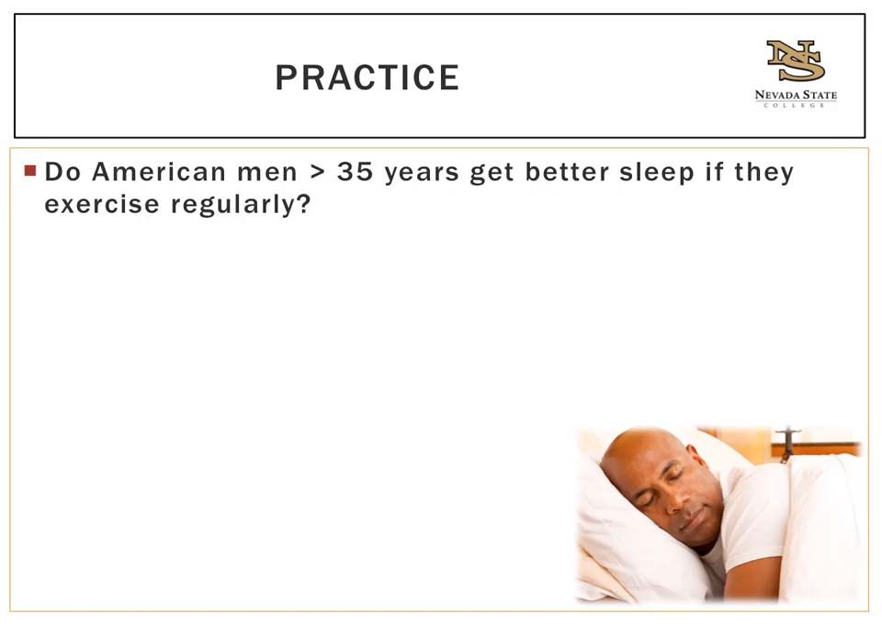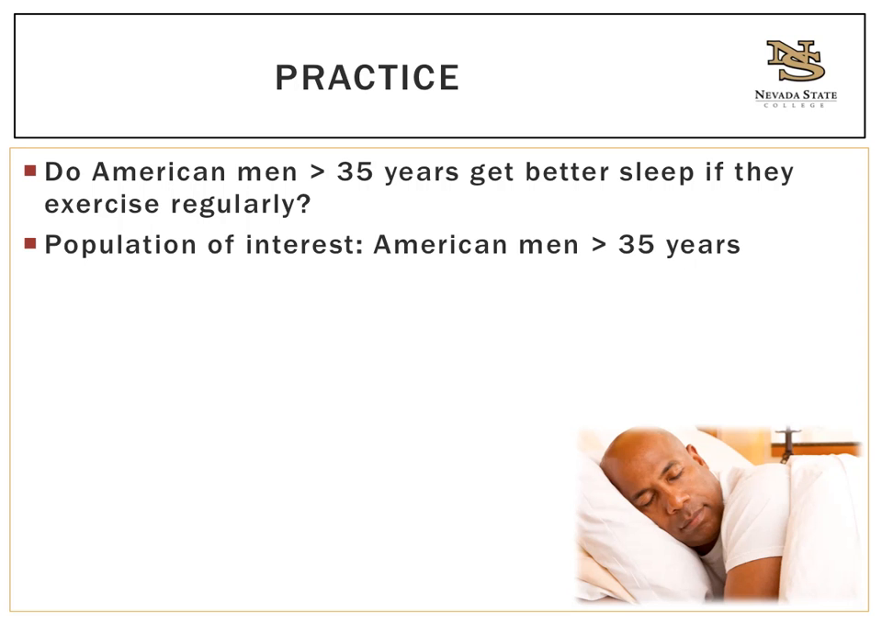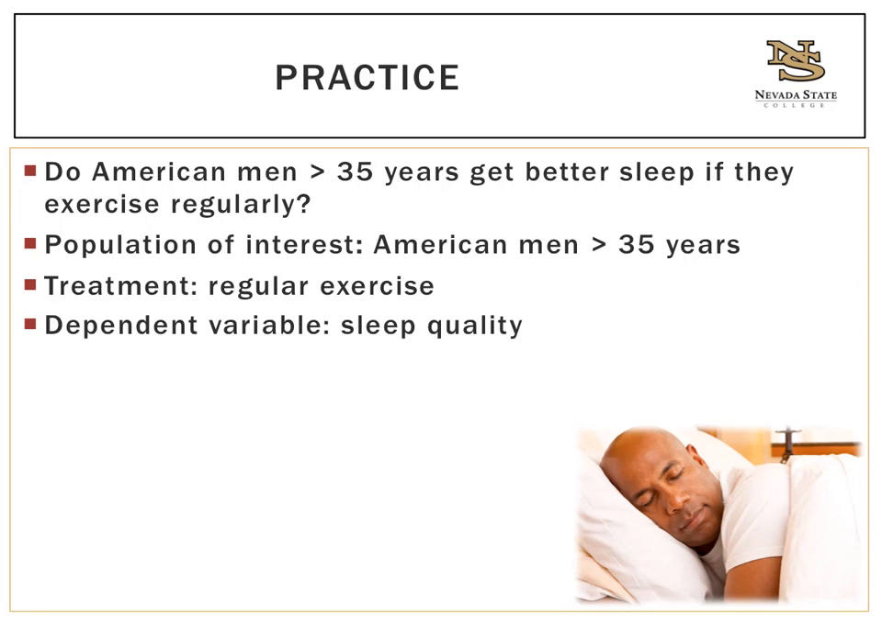So the first problem is going to be the same one that we started the lecture with, whether American men over the age of 35 get better sleep if they exercise regularly. Our population of interest is American men over the age of 35. Our treatment is regular exercise. This can also be labeled as our independent variable. And our dependent variable is sleep quality. Okay, so we're measuring how well people sleep, specifically men.